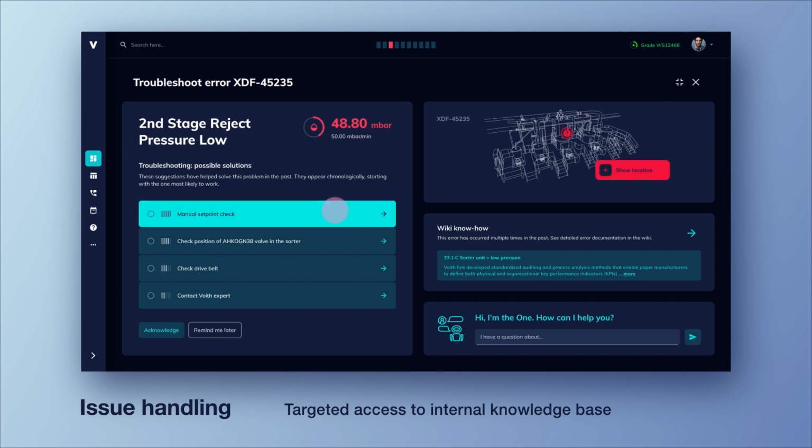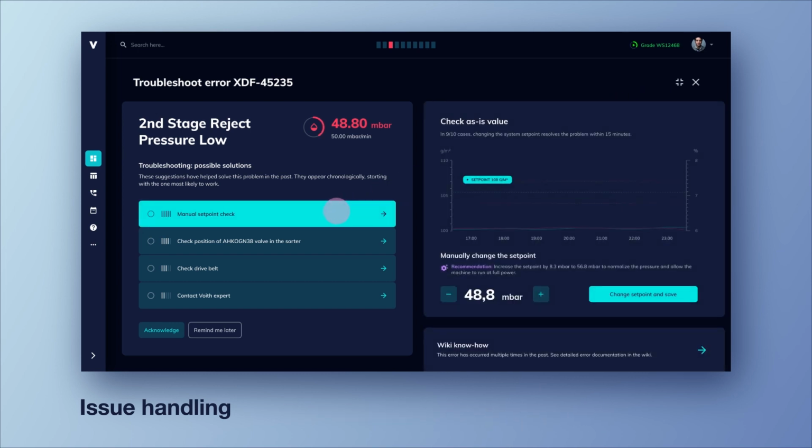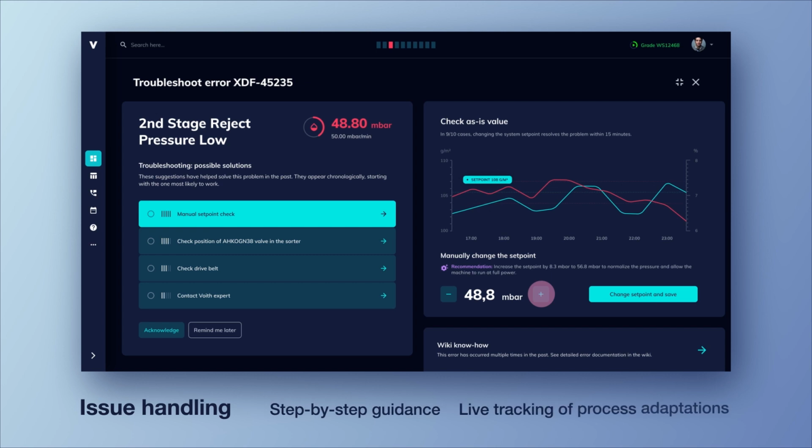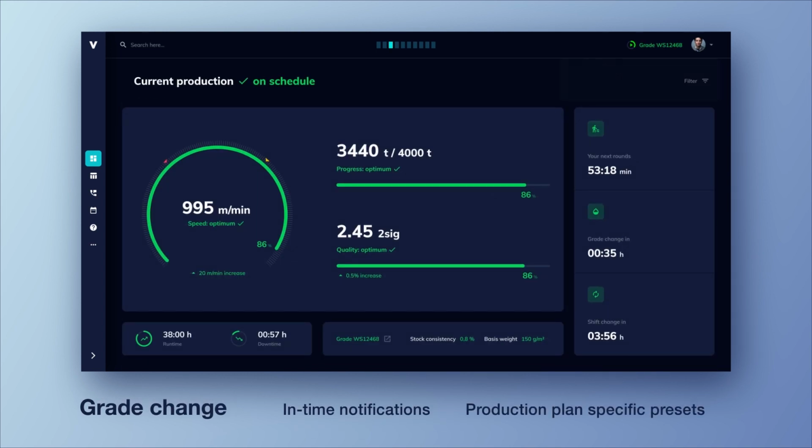Operators can also easily share their personal experience and know-how through the system, effectively increasing best practice sharing among the team and accelerating troubleshooting, thus increasing runability and availability of the machine.